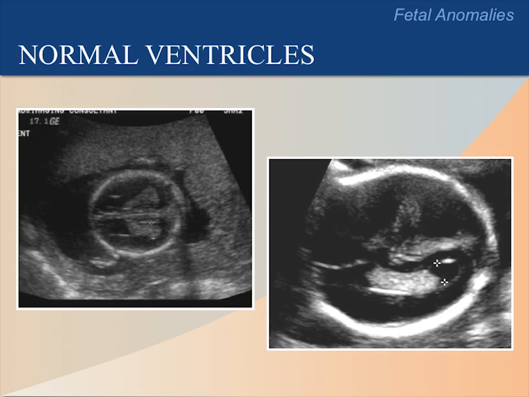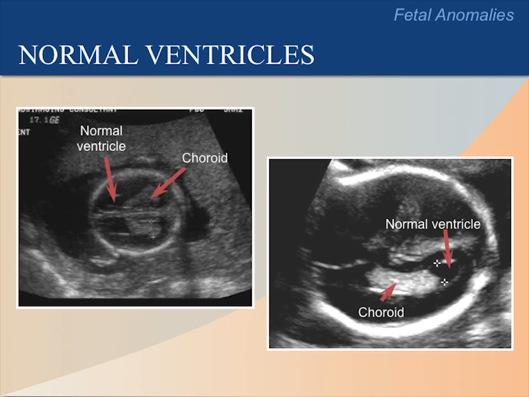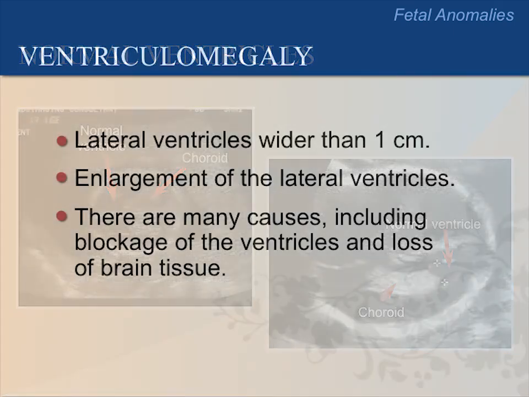The ventricles contain cerebrospinal fluid, and so the ventricles appear black. Within the ventricles, there is echogenic tissue that makes the cerebrospinal fluid called the choroid plexus. Here we have labeled the ventricles and choroid plexus that fill a part of the ventricles. The calipers measure the size of the ventricles. Normal ventricles are less than 1 centimeter in size.